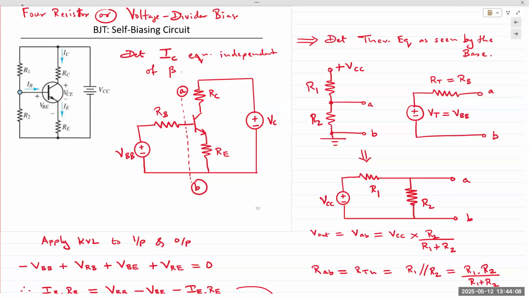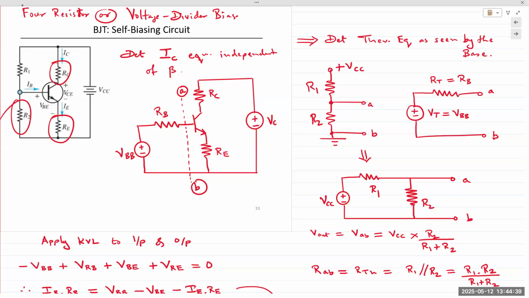The end result is that the Q point and the gain of the circuit do not depend on the beta of the transistor. The beta does affect it, but the effects are minimized, and we'll mathematically see how that happens. In this circuit, you have the standard resistors connected to the collector, base, and emitter. So you have RC, RE, and RB.